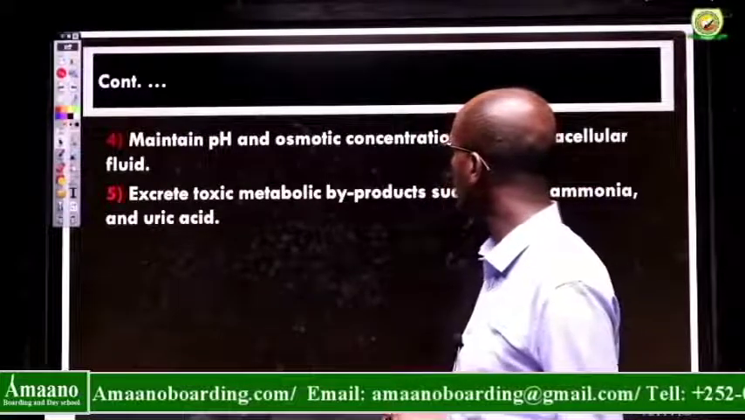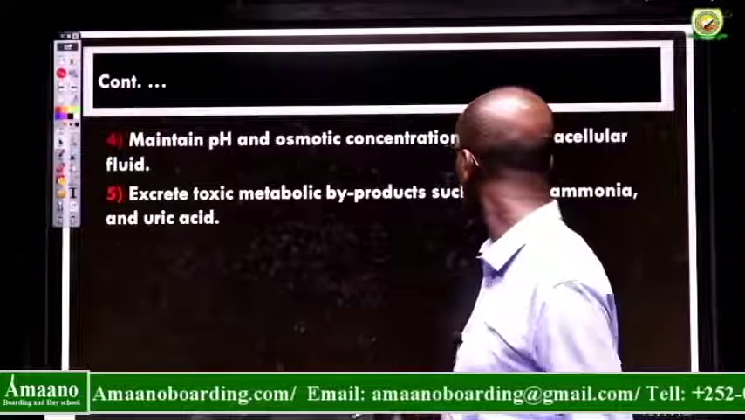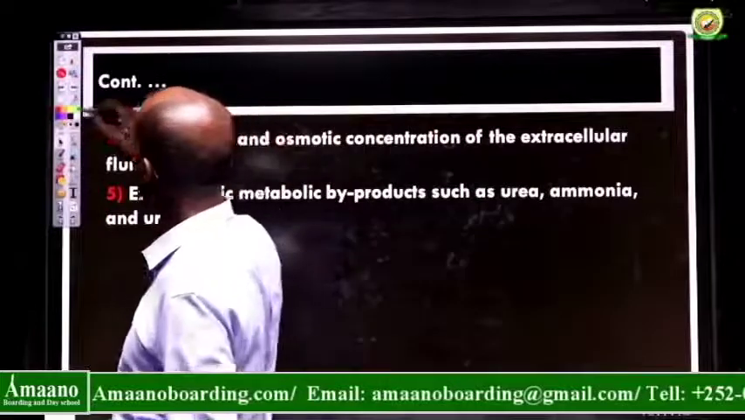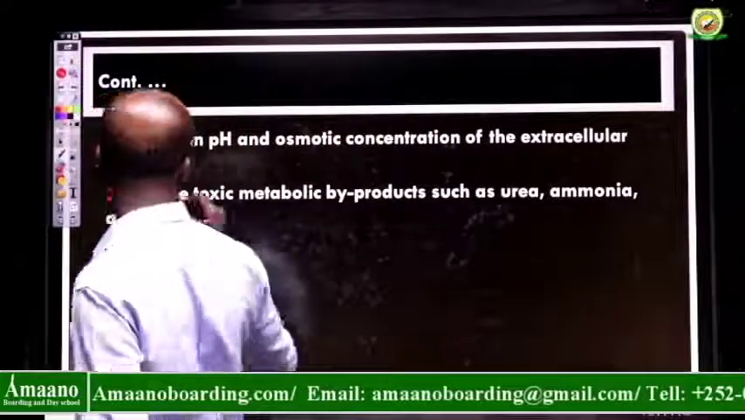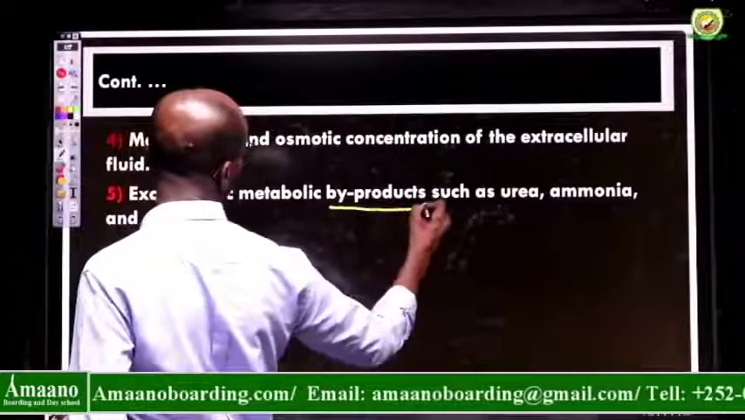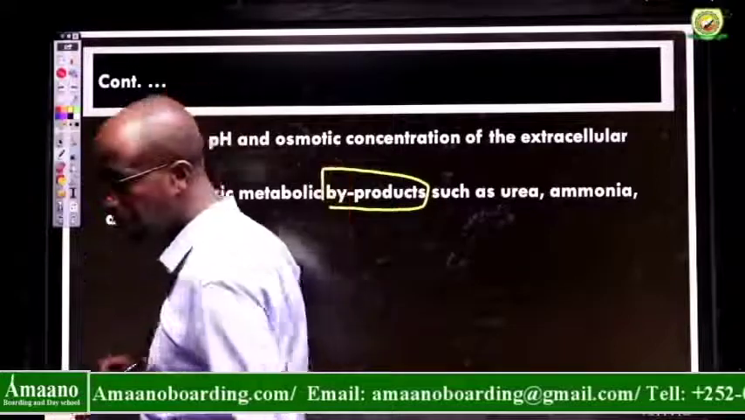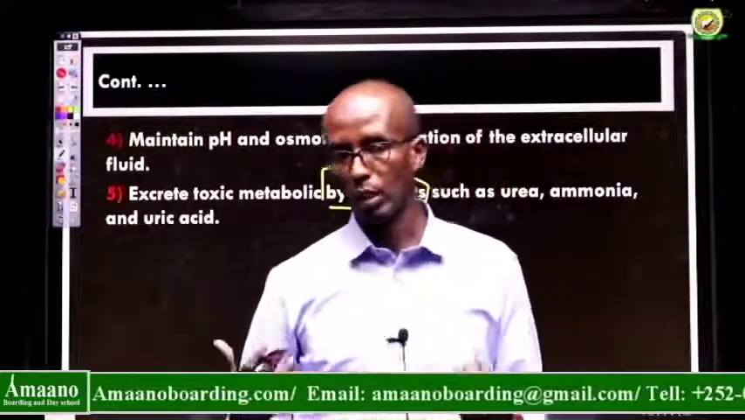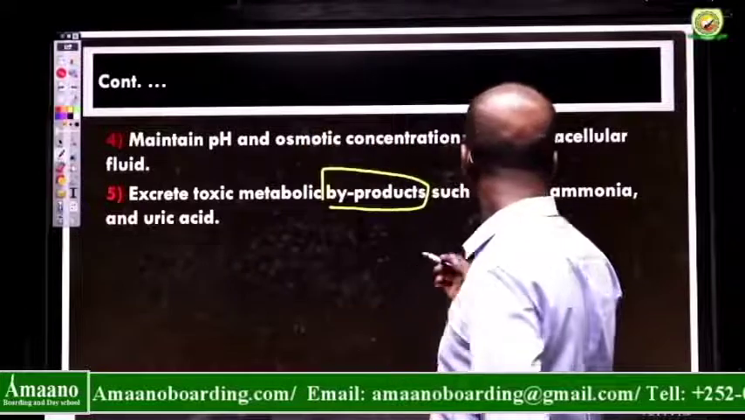Number 4, excrete toxic metabolic byproducts such as urea, ammonia, and uric acid from the body. So here you have the word byproduct. A byproduct is a product which is produced without a purpose. For example, urea.